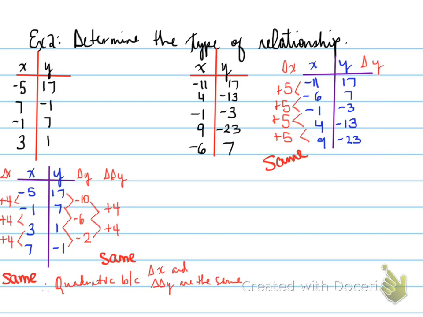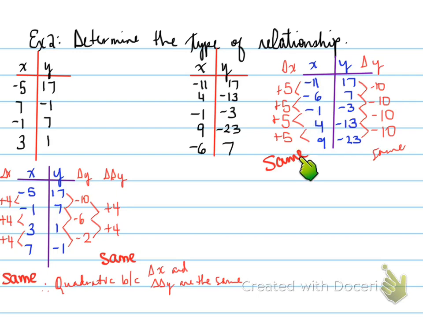We now do delta y. 17 to 7 is minus 10. 7 to negative 3 is minus 10. Negative 3 to negative 13 is minus 10. Negative 13 to negative 23 is minus 10. That's right. All of these delta y's are minus 10. So the delta y values are the same.